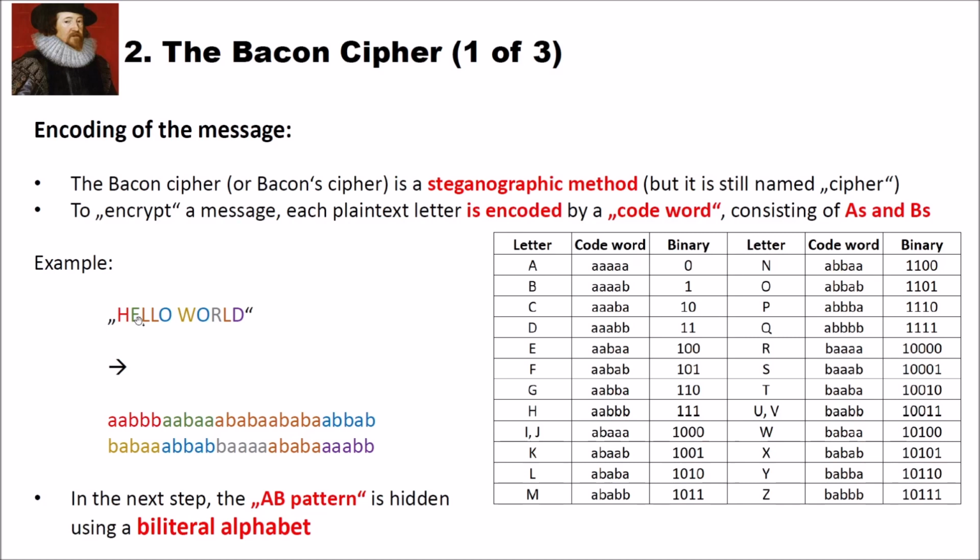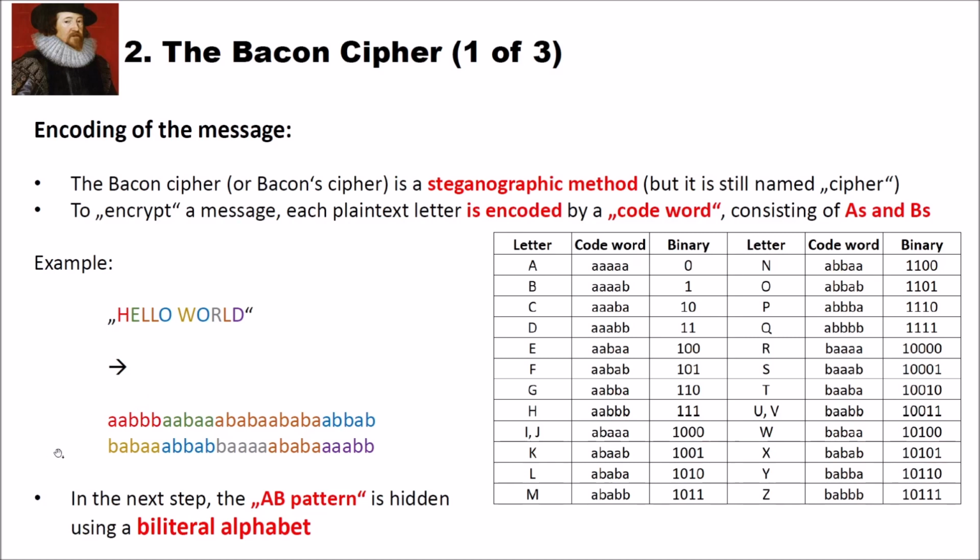For the E, you do the same. You search for the E, then we have AABAA, and you have here for the E AABAA. And you follow this procedure until you have encoded all the words and letters you want to hide.